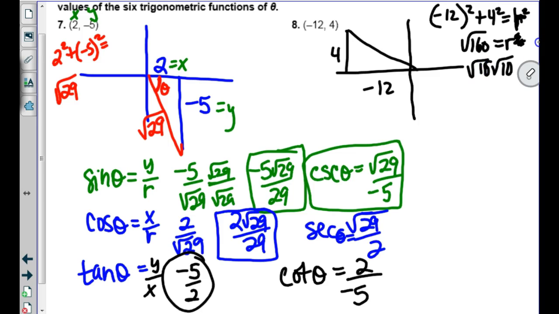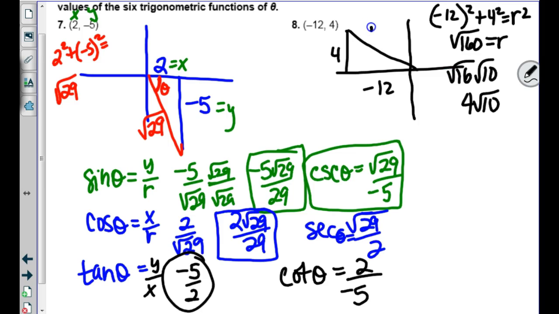Okay. If I'm going to print these notes for someone, I should probably make it readable, right? This was r squared, square root of 160, square root of 16, square root of 10 would be 4 root 10. I could tell you a shortcut, but I don't want to confuse anybody. You could actually divide all those numbers by 4 right now, and that would make your reducing easier later. But could everybody find all of the functions for this angle in here? Do you need me to go through any of them? We're good.